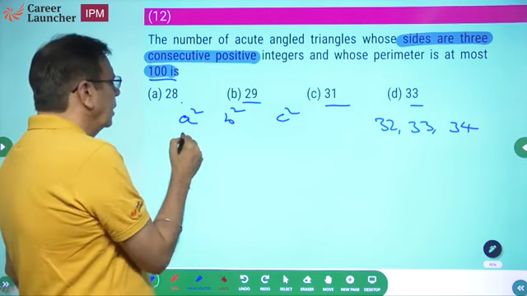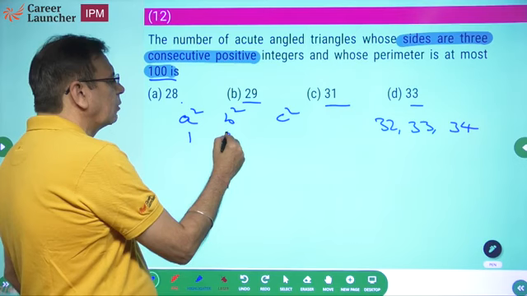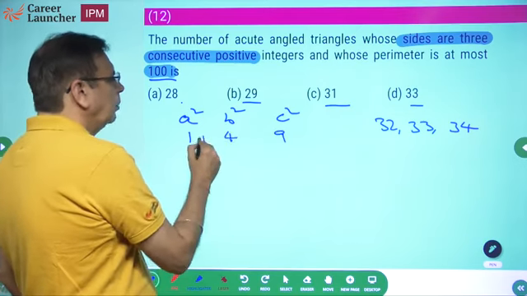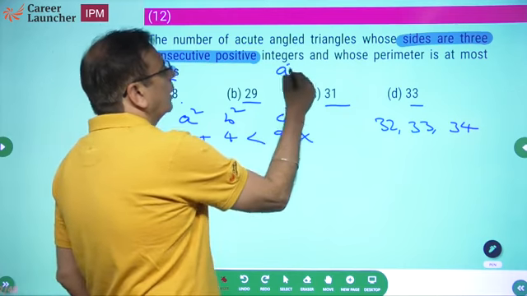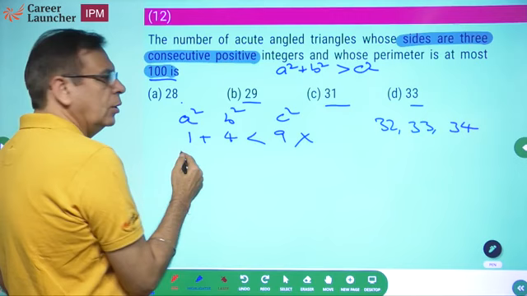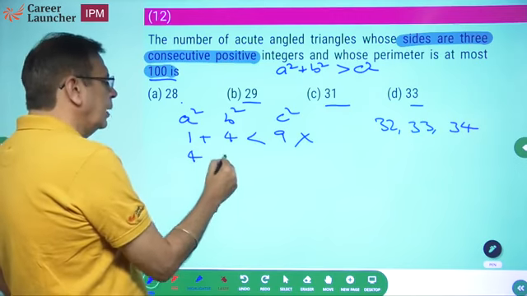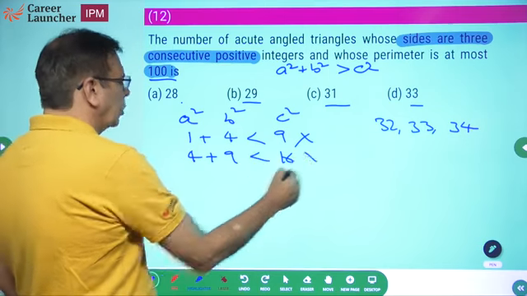1, 2, 3. If a is 1, then 1 square is 1, 2 square is 4, 3 square is 9. 1 plus 4 is less than 9, so this will not satisfy because we are looking for a square plus b square to be greater than c square. Next case, 2, 3, 4. 2 square, 3 square, 4 square. 4 plus 9 is not possible.